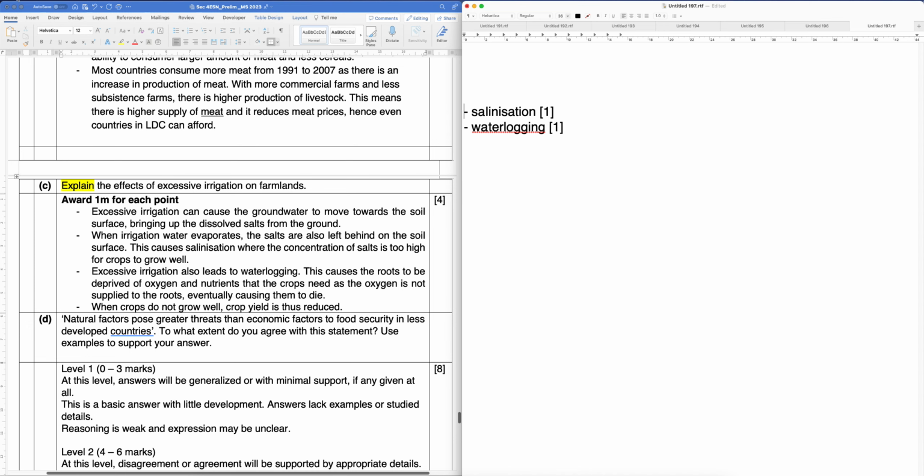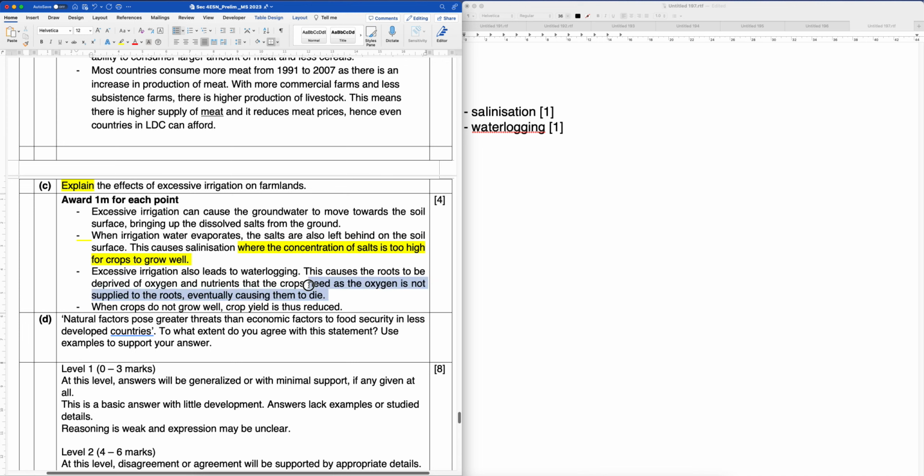So let's unpack. Salinization means that there's excessive salt concentration. Waterlogging means there's too much water. How does it affect farmland? Of course, there's not enough oxygen in the soil as a result, and the crops will die off. Then the rest is about how it affects farmland. Well, crop yield can be reduced because the crops cannot grow well. Then also the rest is about how irrigation leads to these things.